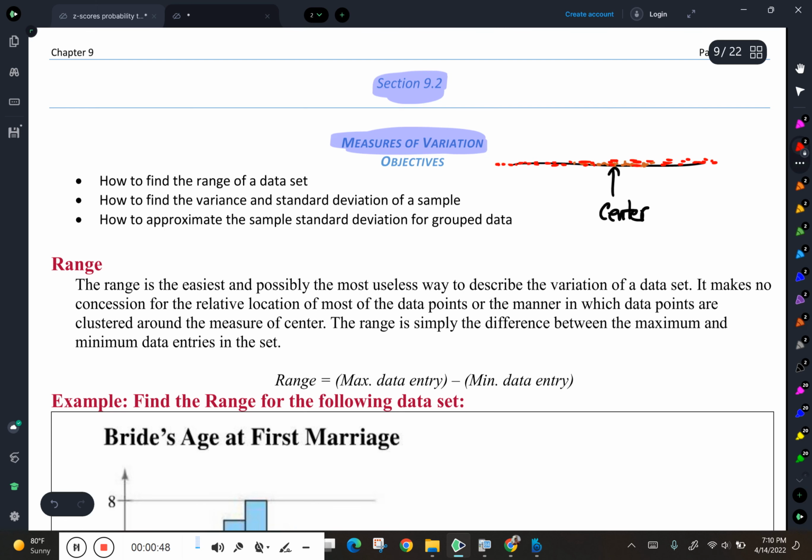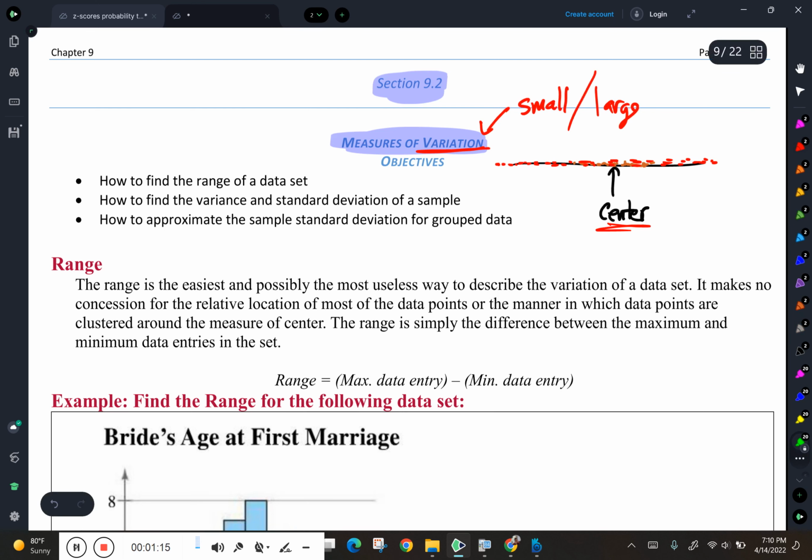The idea here is that the measures of variation are going to be able to distinguish between two different data sets. If something has a small variation, that means that the data is tightly packed around that center, whatever that center is. And if it has a large variation, then the data would be really spread out.